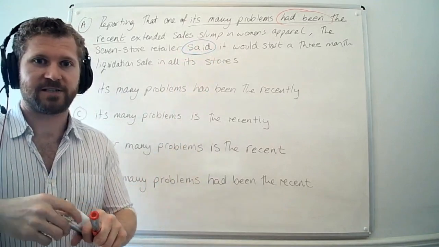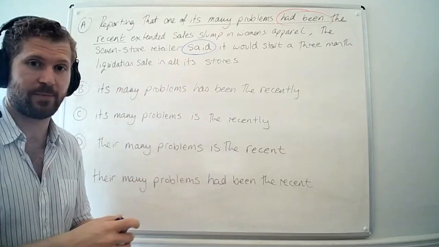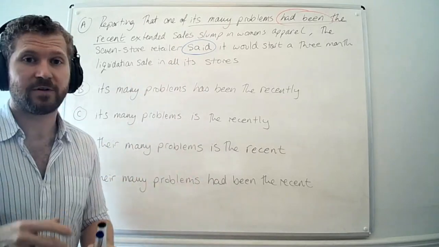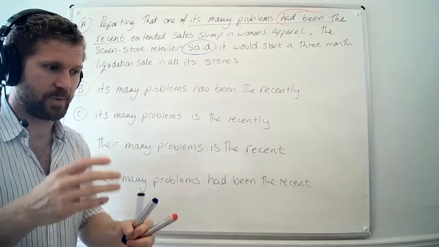Said is a verb, simple past tense. He said, she said, they said. In the past, they said this would happen. And so we have a simple past tense verb that will stop the past perfect verb.